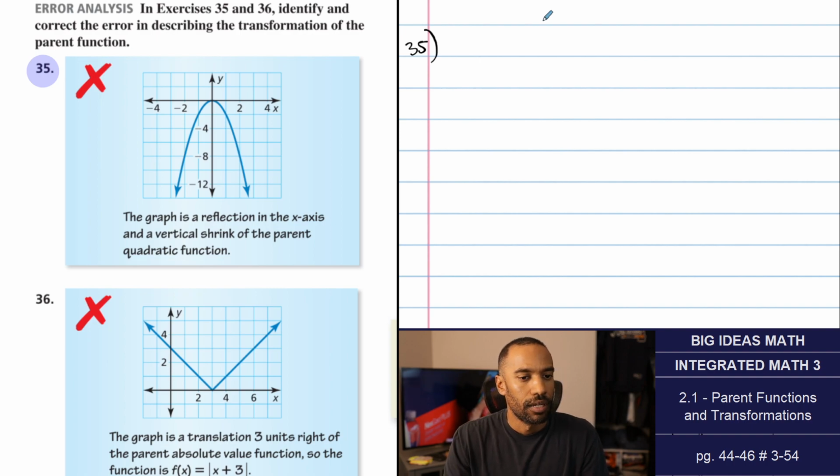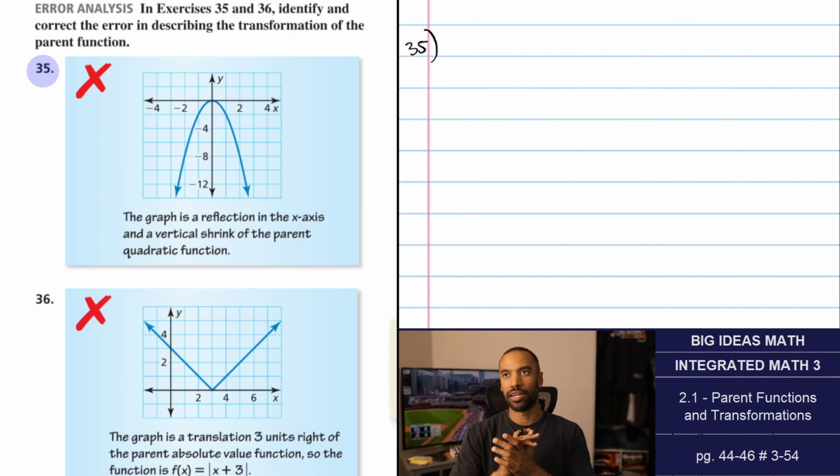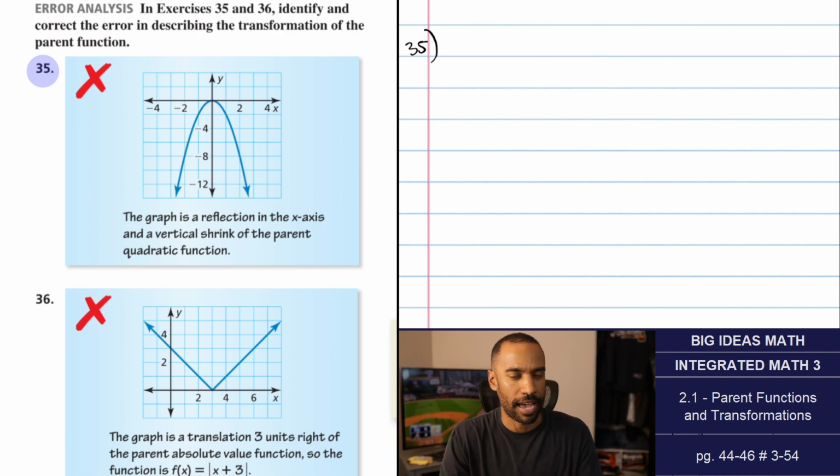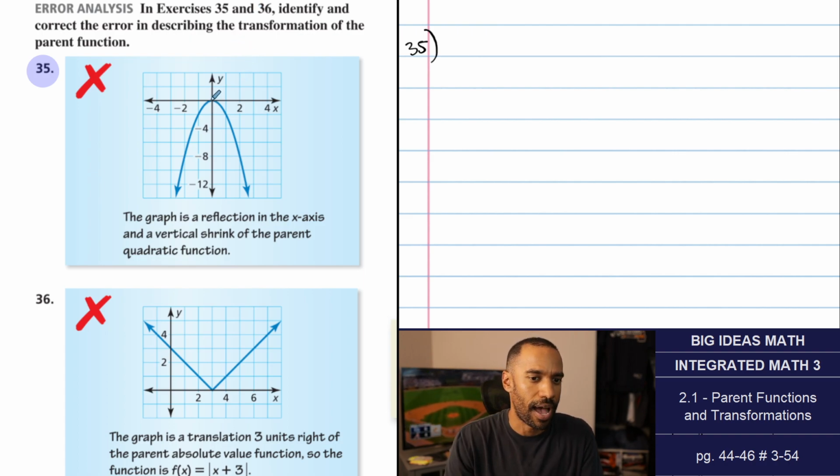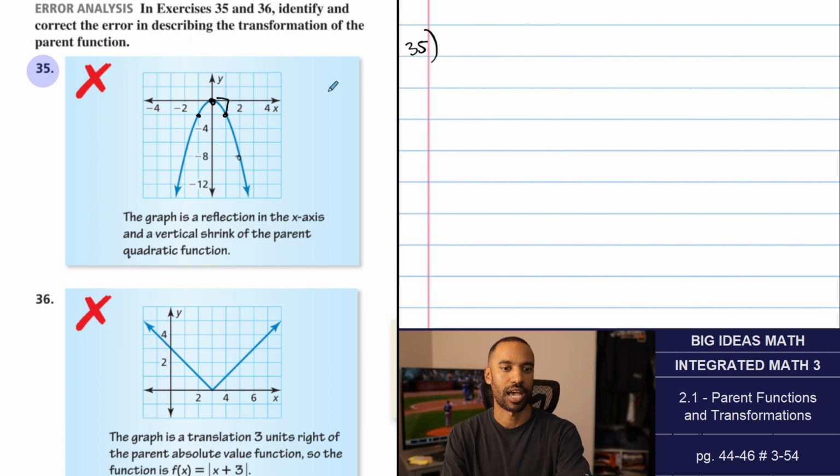All right. Number 35, the graph is a reflection in the x-axis and a vertical shrink of the parent quadratic function. Now, keep in mind, they aren't saying what stretch or shrink factor they're going by with all of these, but I don't see a shrink of any sort. Is it flipped over? Yes. But this exhibits the behavior of, without use of a table, 1, 1, 2, 4, 1, 1, 2, 4, just like it would have if it faced upward. This has no vertical stretch or shrink. There's no change in transformation on that.